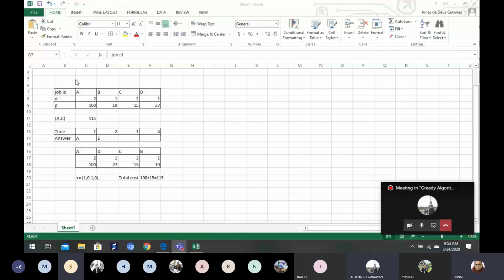Explain how to solve. This one is for the brute force search. So in here we have a deadline for A, deadline 2. So it's 100, and then the B we cannot because it's only one for deadline 1. And then we move to C. Yeah, it can be also. So we only have A and C. That's why we got 115 for the total cost. And this is the optimal solution. A and C, 115.